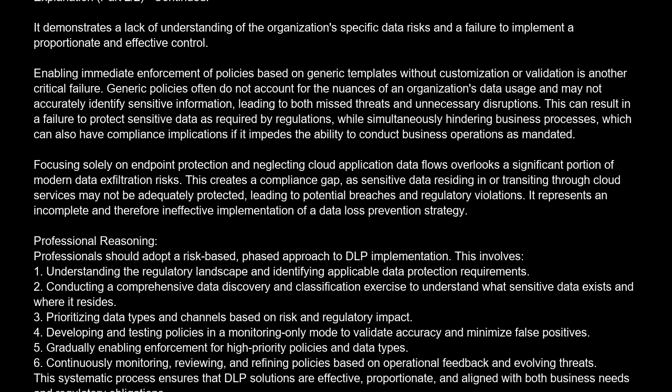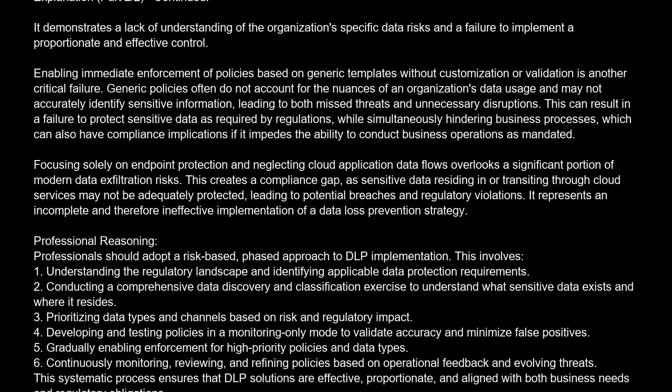Enabling immediate enforcement of policies based on generic templates without customization or validation is another critical failure. Generic policies often do not account for the nuances of an organization's data usage and may not accurately identify sensitive information, leading to both missed threats and unnecessary disruptions. This can result in a failure to protect sensitive data as required by regulations, while simultaneously hindering business processes, which can also have compliance implications if it impedes the ability to conduct business operations as mandated.